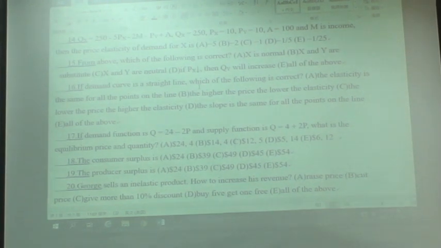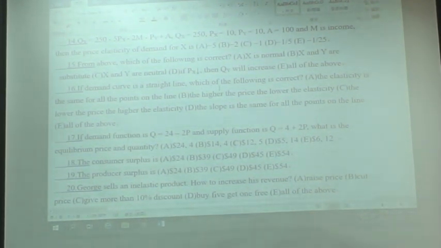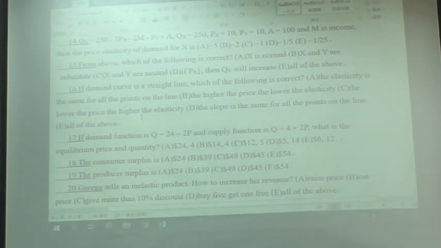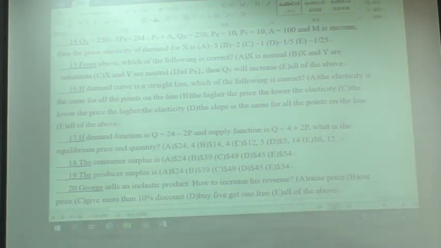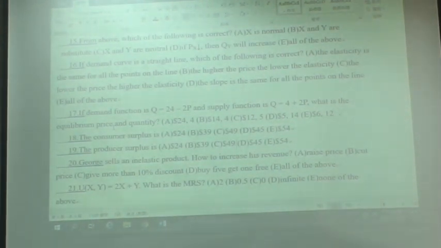Okay, question 16. If the demand curve is a straight line, which of the following is correct? D, the slope is the same for all points on the line. If it is a straight line, the slope will be the same, but elasticity can be different, okay?